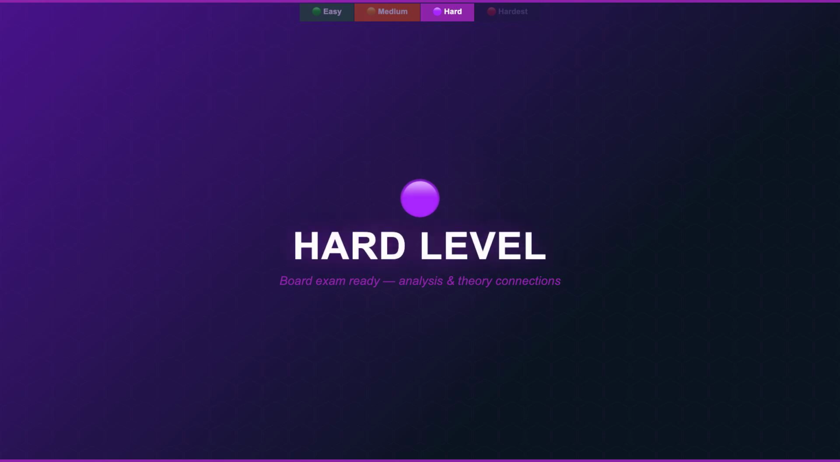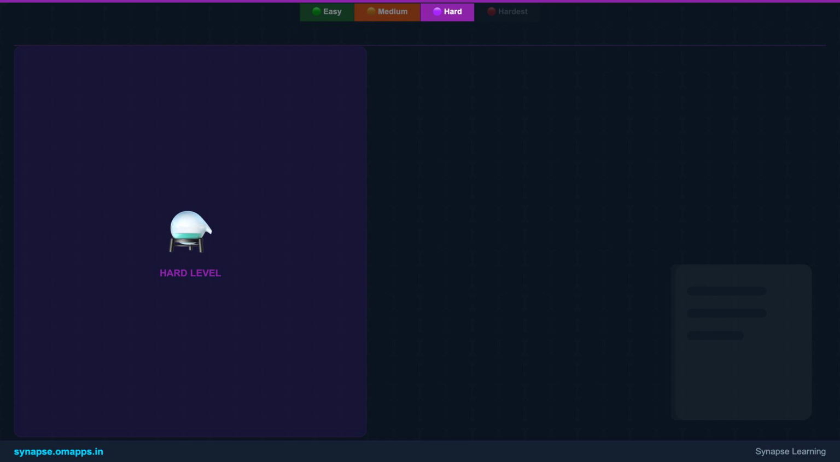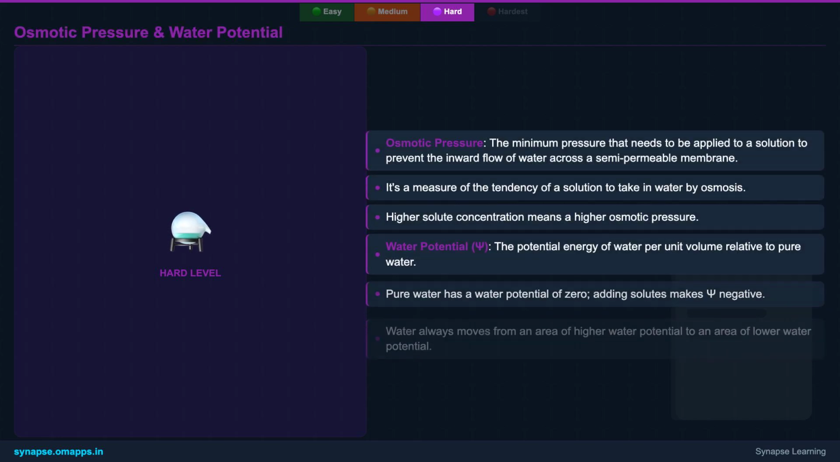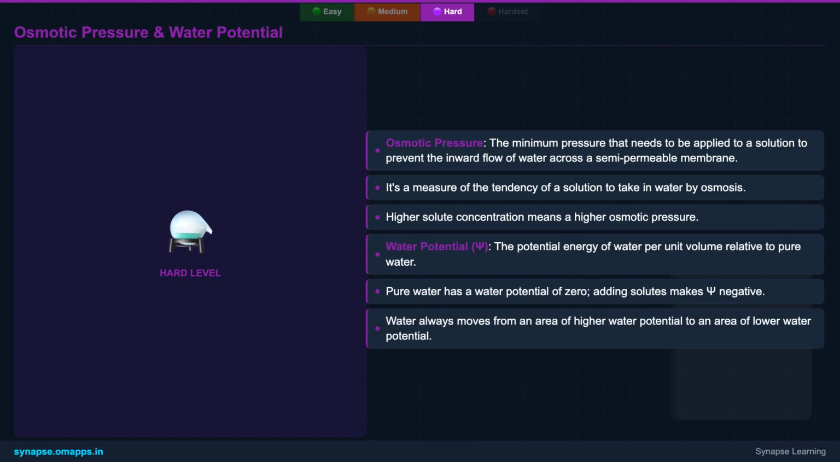Ready to dive even deeper? Let's explore the driving forces and advanced applications of osmosis, connecting it to broader biological principles. Osmotic pressure is a crucial concept in understanding water movement. It's defined as the minimum pressure required to prevent the inward flow of water across a semi-permeable membrane. Essentially, it quantifies a solution's tendency to absorb water by osmosis. A solution with a higher solute concentration will exert a greater osmotic pressure.